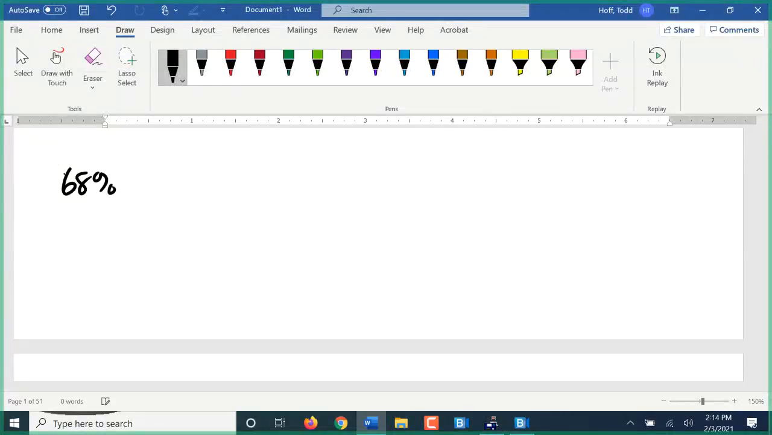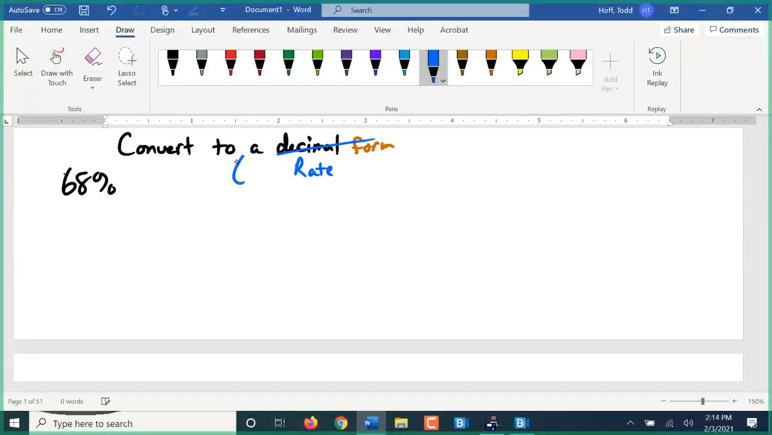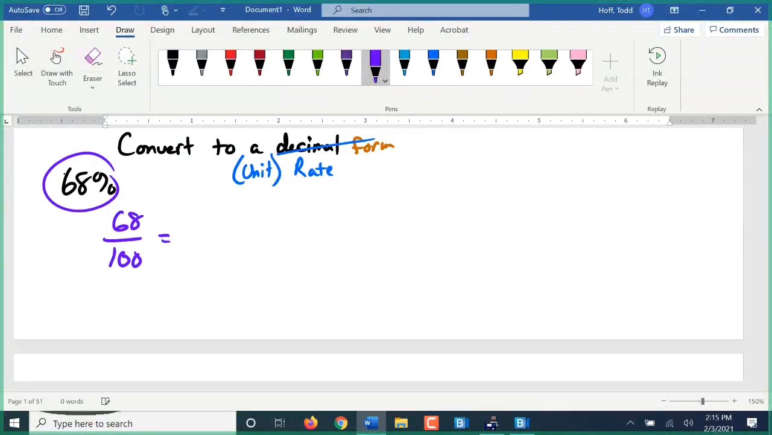We've been asked to convert to a decimal. First of all, it's not really a decimal, but it's really saying decimal form. What it really is, we're converting it into a rate. More specifically, a unit rate. Unit rate means out of 1, for every 1. 68% means 68 out of 100, right? A decimal or a rate is the more accurate name for it.